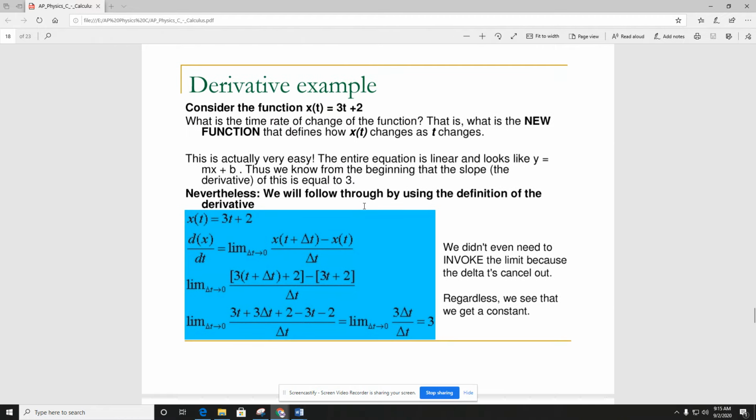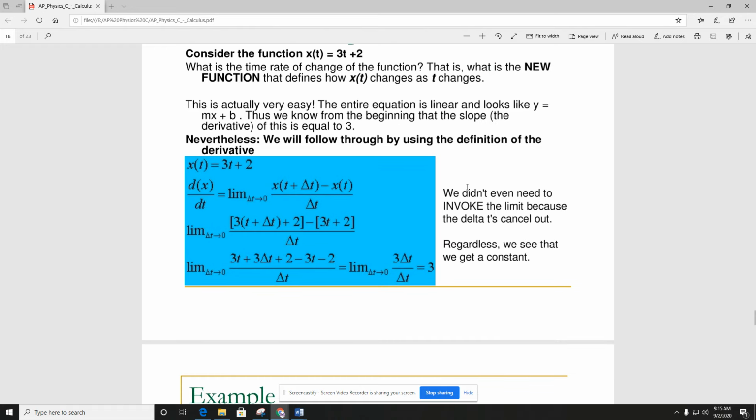Here's an example of a derivative. Looking at this function, the position as a function of time is equal to 3 times the time plus 2. What is the time rate of change of the function? That's what we're looking for, the new function that defines how this changes. This is really easy. The entire equation is linear. It is set up as y equals mx plus b. Thus, we know from the beginning that the slope, the derivative of this, is equal to 3, because that's our slope right here, y equals mx plus b.